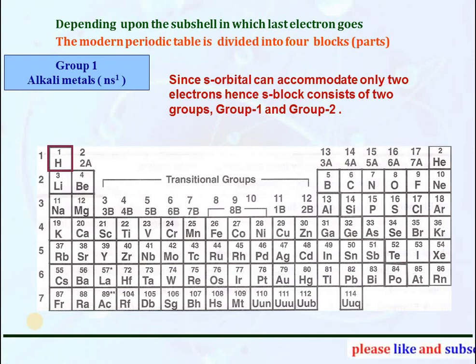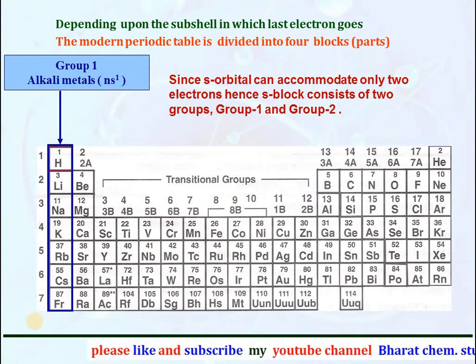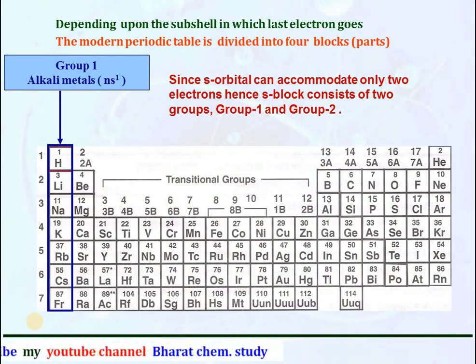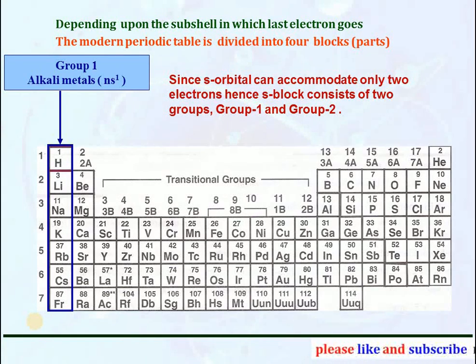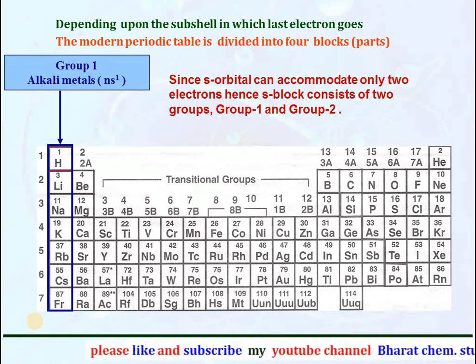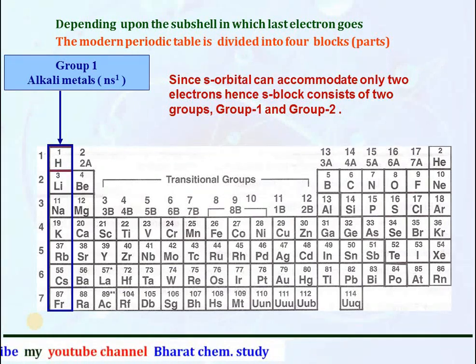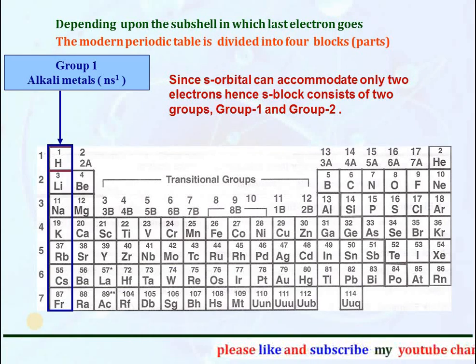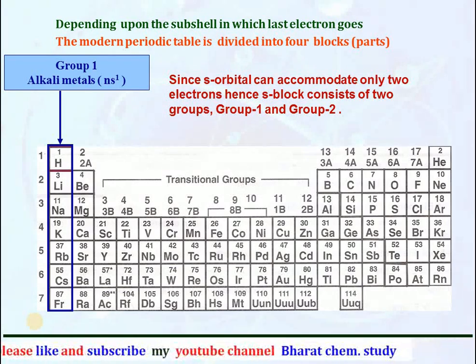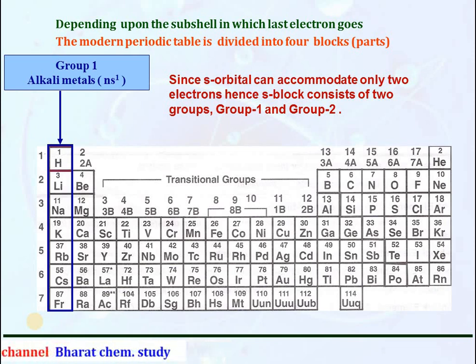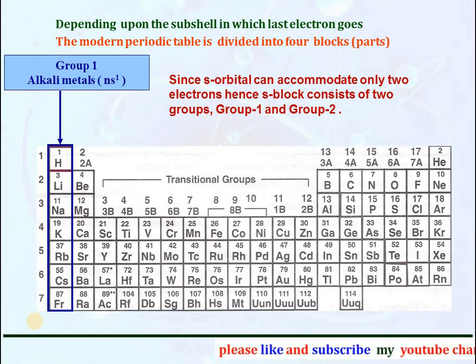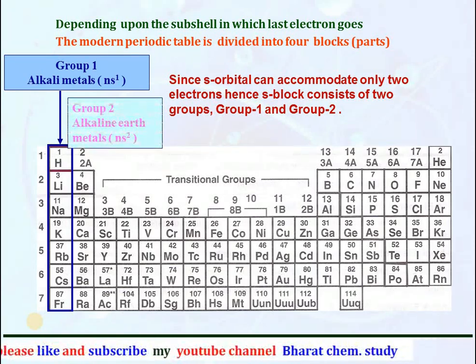First we are going to study group 1. Group 1, also called alkali metals, has the general electronic configuration ns1. That means in the outermost shell of an alkali metal, only one electron is present, in its outermost s subshell. It consists of the elements lithium, sodium, potassium, rubidium, cesium and francium. Here hydrogen is placed in group 1, but it is not called an alkali metal.